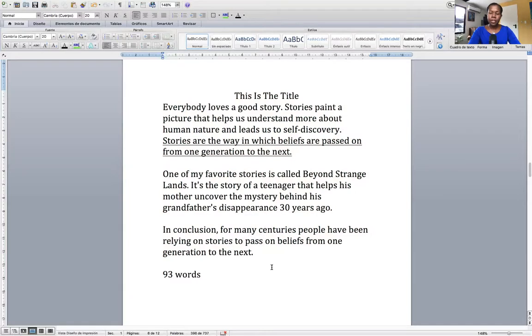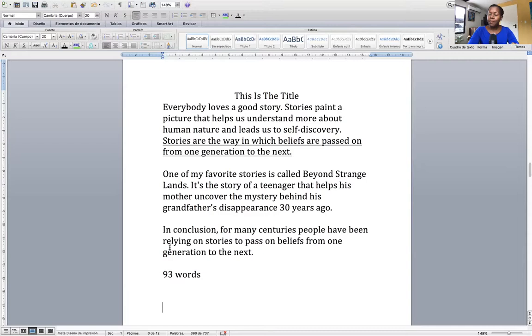So let me read this to you. This is the title. Everybody loves a good story, blah, blah, blah. My thesis statement in my first paragraph is: stories are the way in which beliefs are passed on from one generation to the next. Then my second paragraph talks about one of my favorite stories called Beyond Strange Lands. Then my 3rd paragraph starts out saying "in conclusion," and I go back, what did I say in my thesis statement? And I rephrase it. For many centuries, people have been relying on stories to pass on beliefs from one generation to the next.